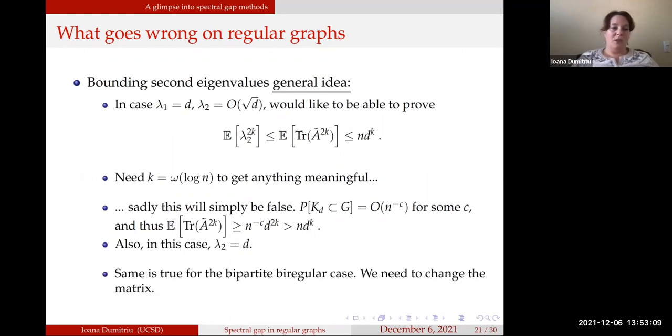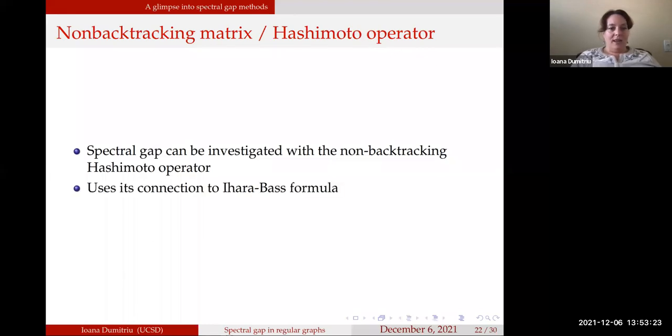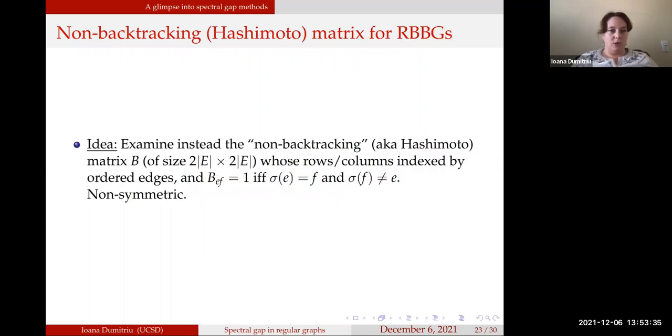We need to change the matrix that we want to apply our trace method to. It turns out that a much better matrix to work with in this case is going to be the non-backtracking Hashimoto operator. And the reason for that is that we can connect the eigenvalues of this non-backtracking Hashimoto matrix to those of the adjacency matrix by the Ihara-Bass formula.